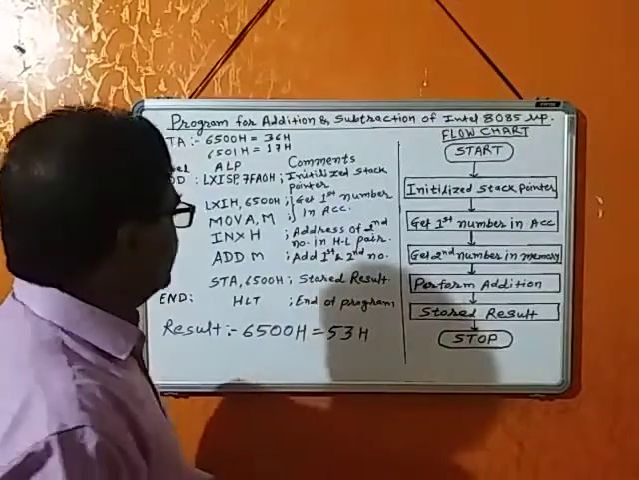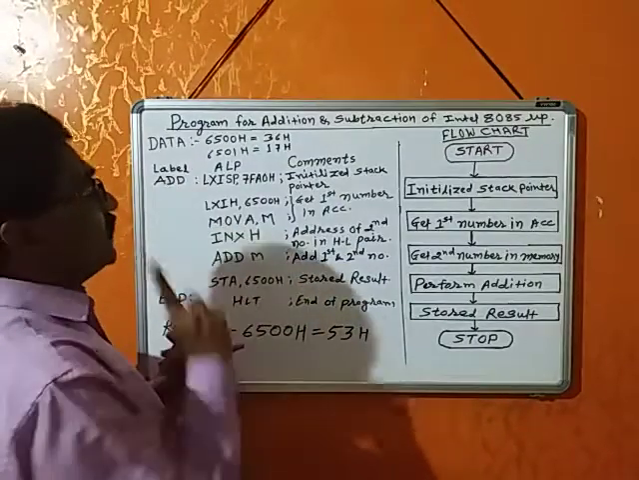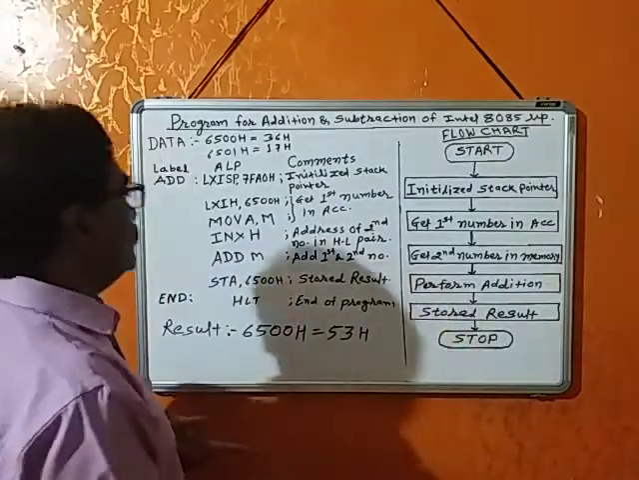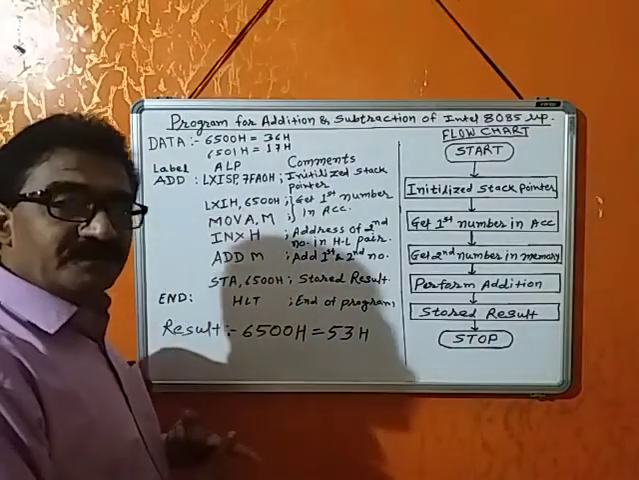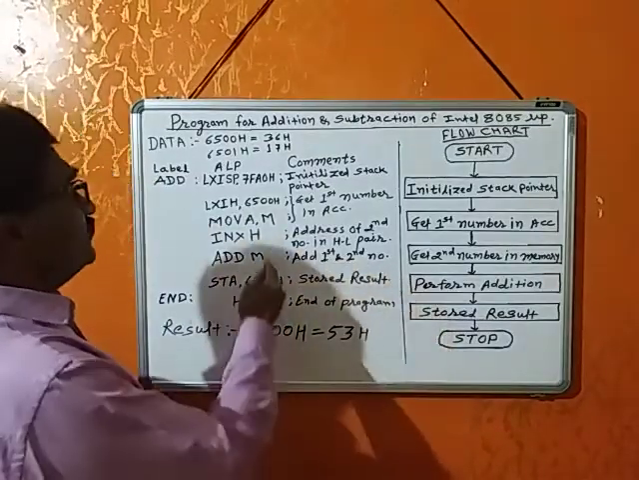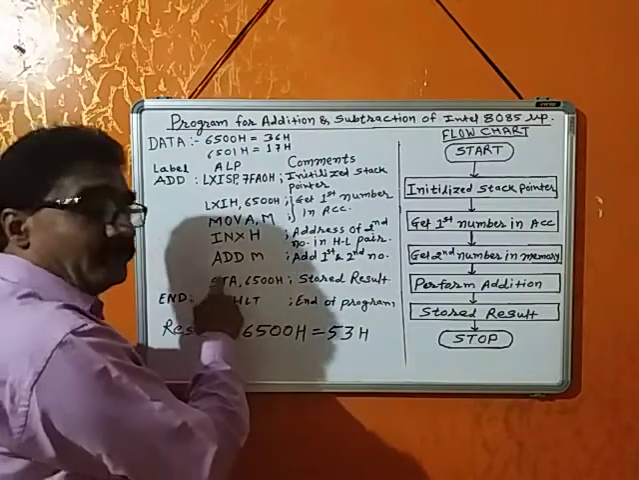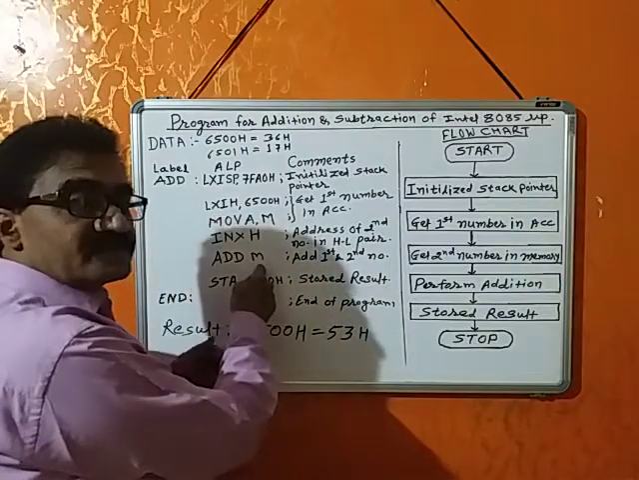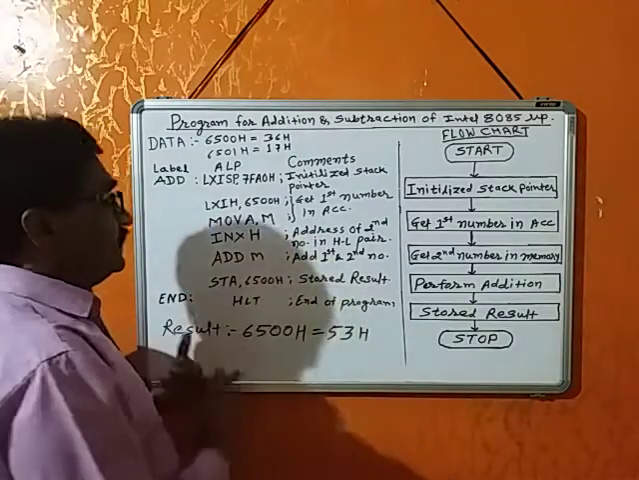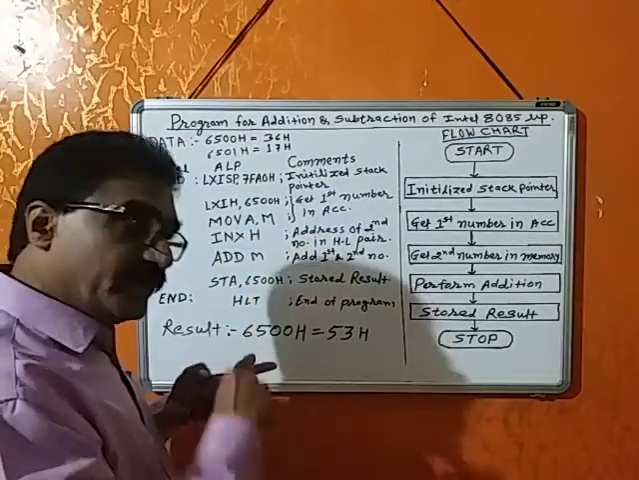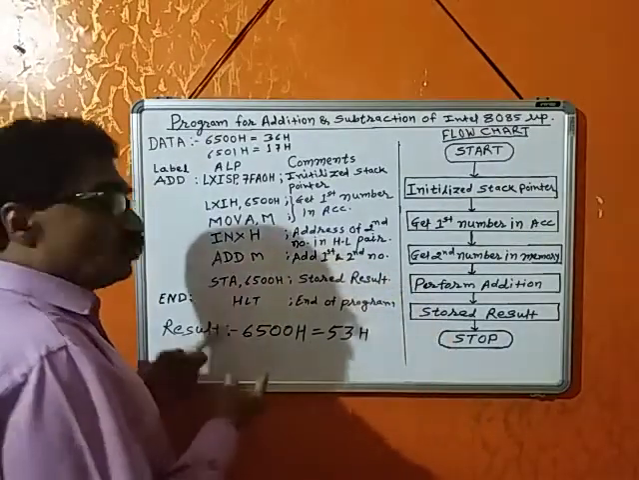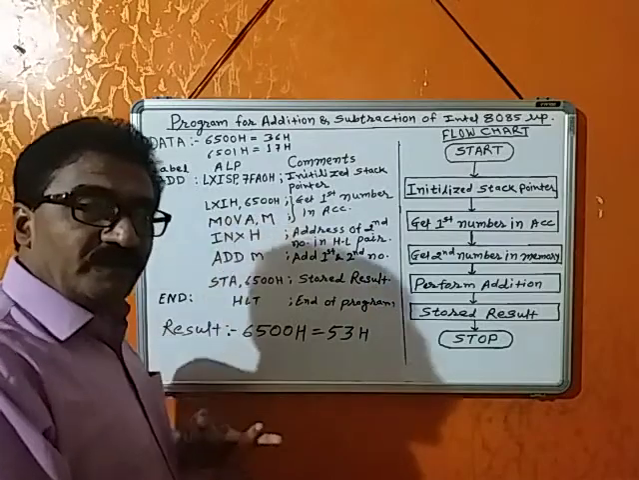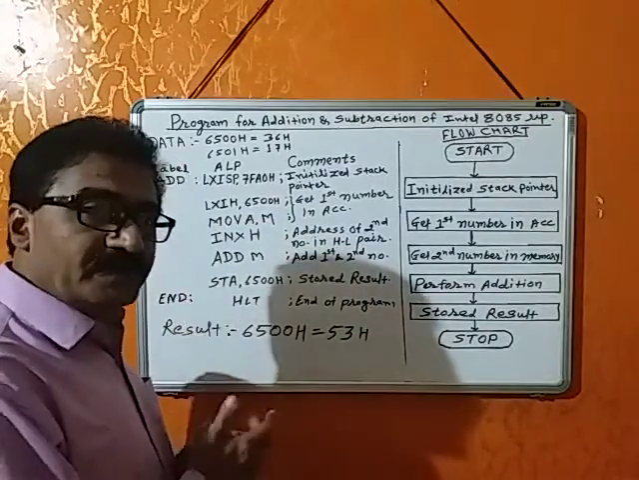Here the second number is stored. Means the first number is available in the accumulator and the second number is available in the memory location. Then ADD M. Means this instruction adds the content of the memory location where the second number is stored to the content of the accumulator where the first number is stored.